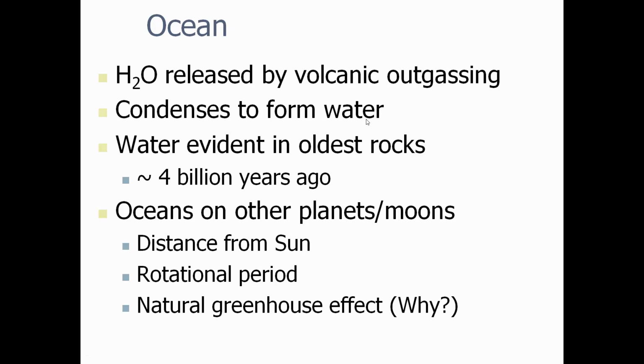Oceans. Ocean water was probably released by volcanic outgassing. It condensed to form water. When we had our initial very hot Earth, it stayed as clouds. But as it was able to drop and cool the planet, it started making an ocean probably about 4 billion years ago. And then the oceans are found on other planets, other moons.